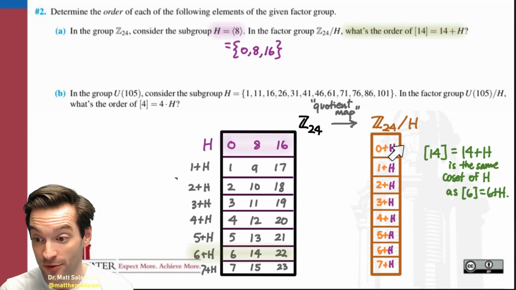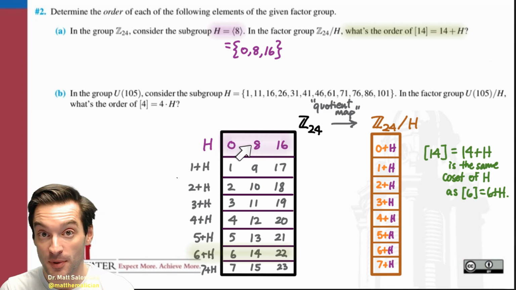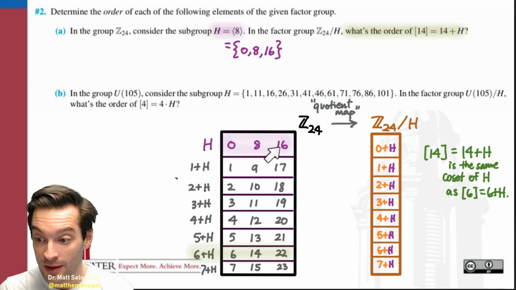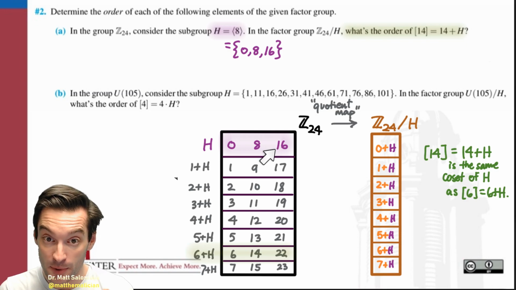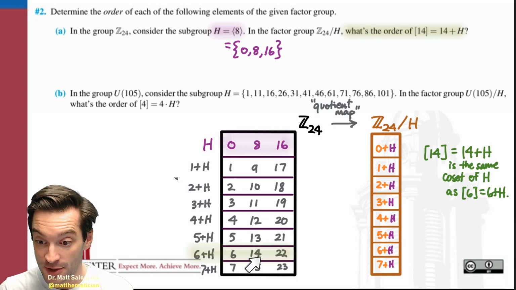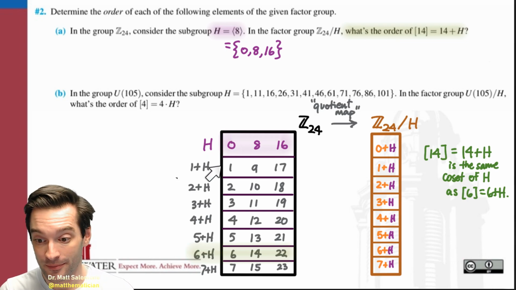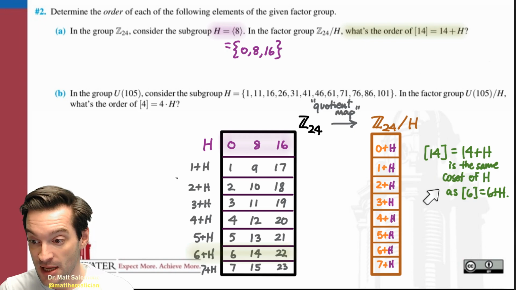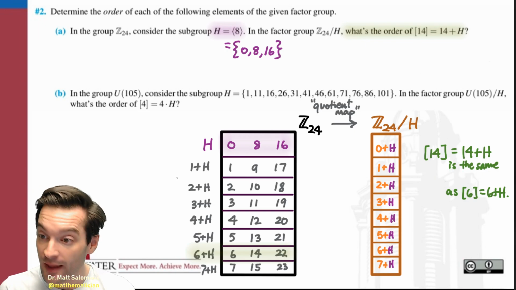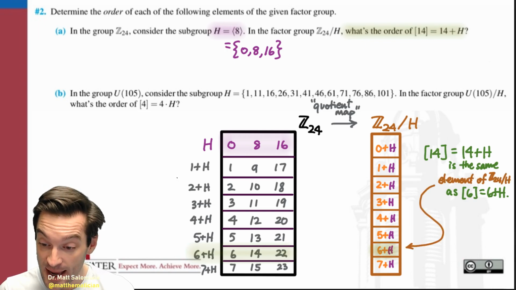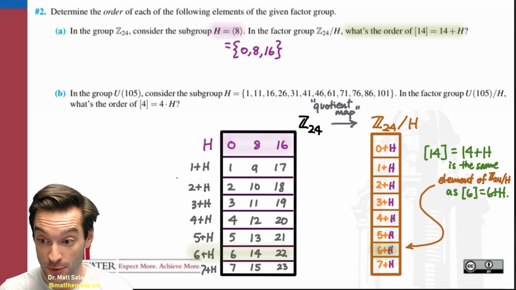But from the perspective of the factor group, because 8 belonged to my subgroup, anything which belonged to my normal subgroup is going to be a difference between elements that we are no longer able to see. And so the difference between 14 and 6 is 8. That difference becomes invisible in the factor group because 8 becomes the same as 0. So the coset of 14 is the same as the coset of 6. And therefore the element 14 plus H is the same as the element 6 plus H in this factor group.